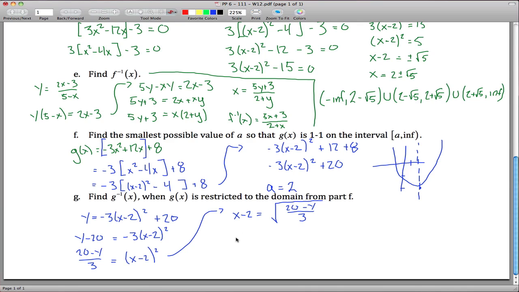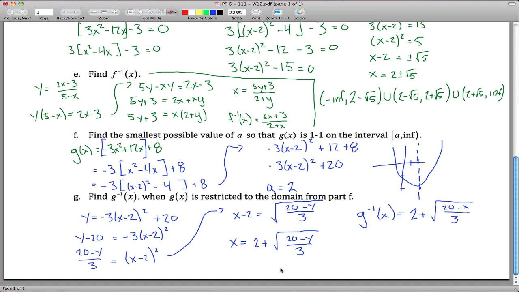If you add 2 to both sides, you get x equals 2 plus the square root of (20 minus y) over 3. And let's see, we want it as g inverse of x. Okay, fine. g inverse of x equals, replace the y's to make x the variable, 2 plus the square root of (20 minus x) divided by 3.